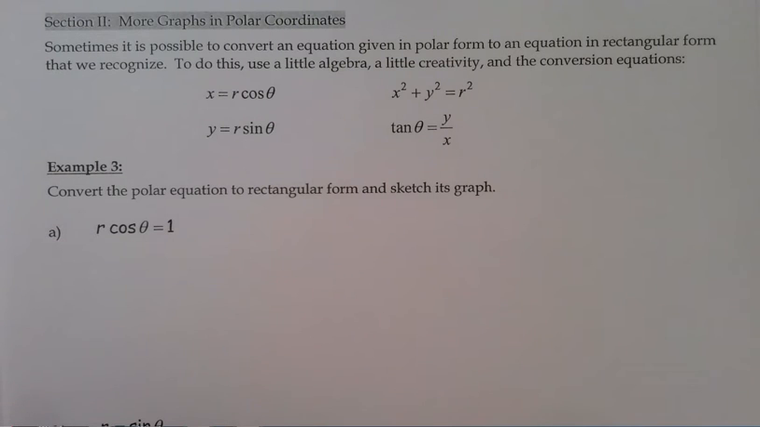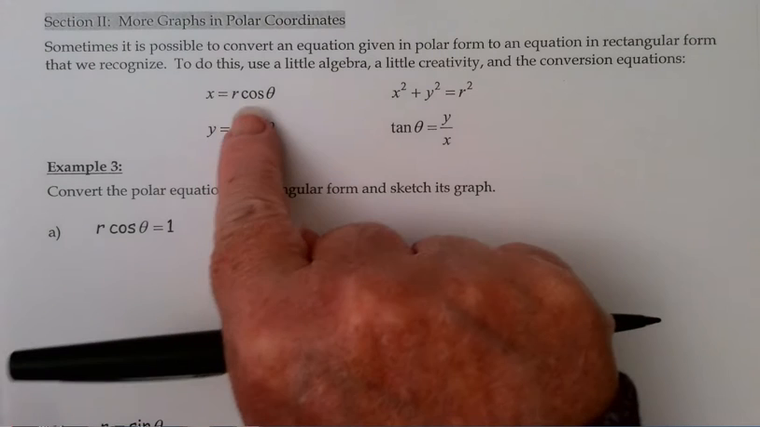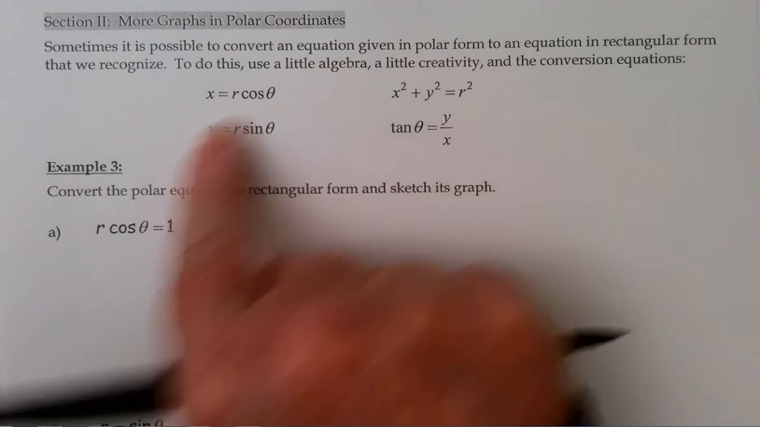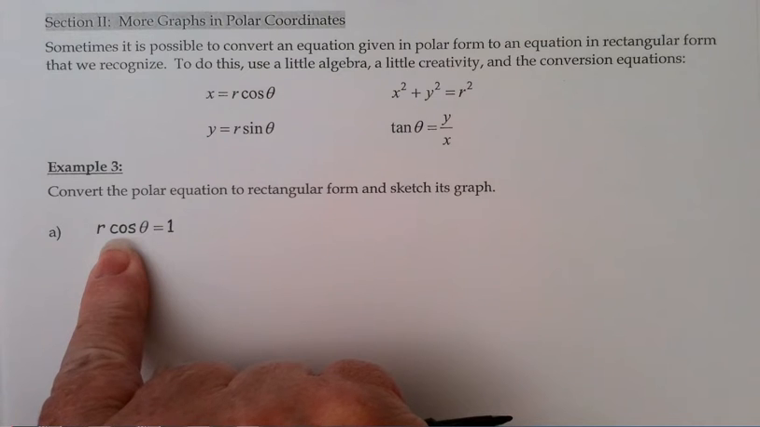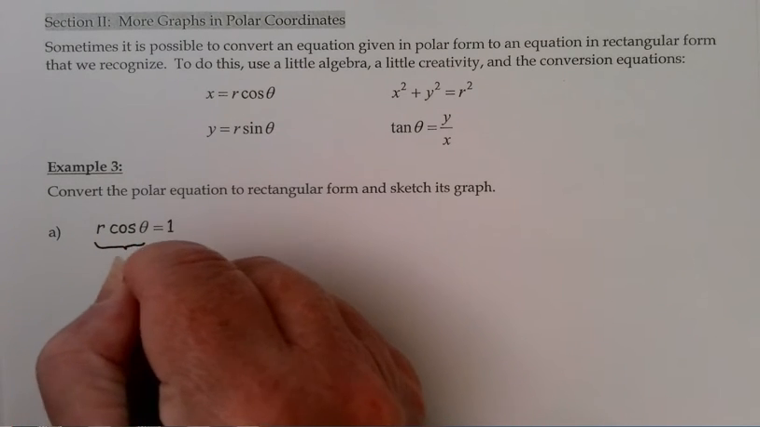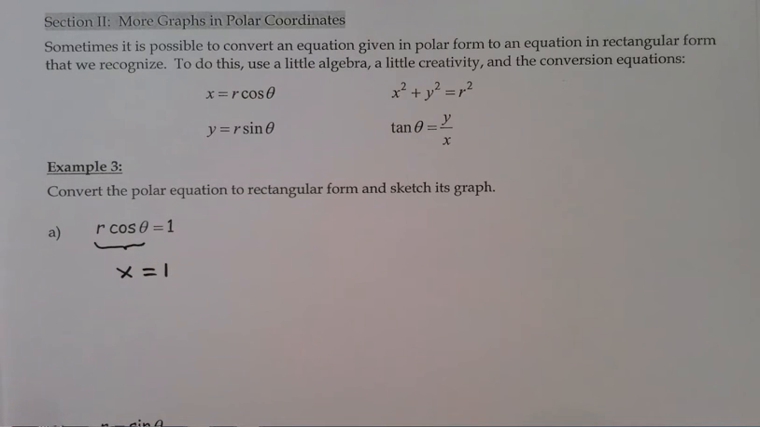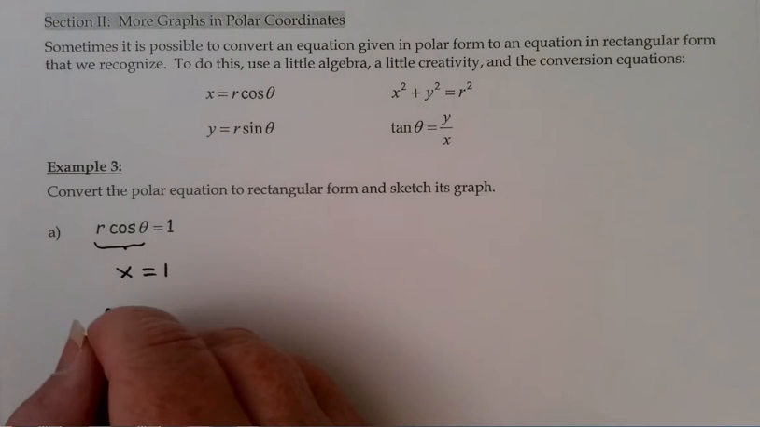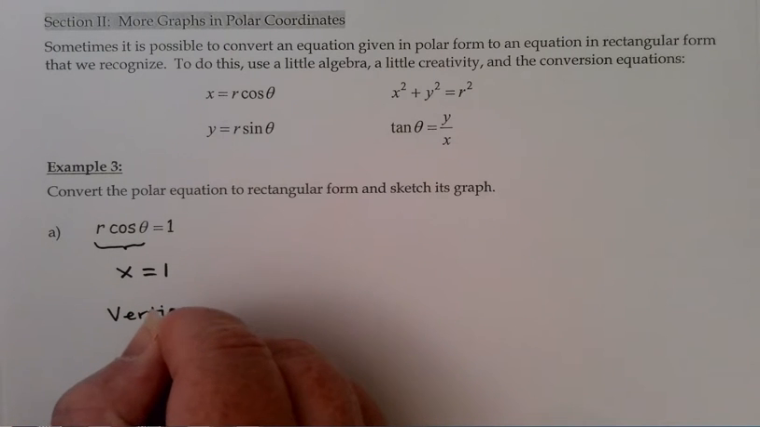My first equation, r cosine theta equals 1. I'll make use of my conversion equation and recognize the left-hand side as just x. So this is the equation x equals 1, which I certainly recognize in rectangular coordinates as simply a vertical line.